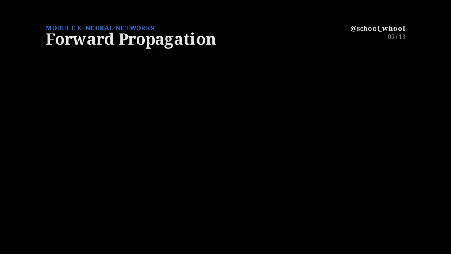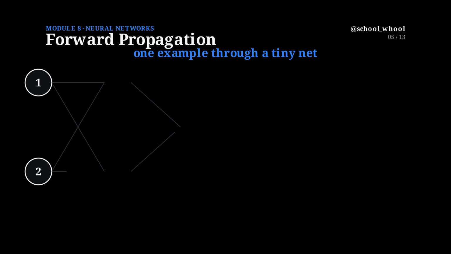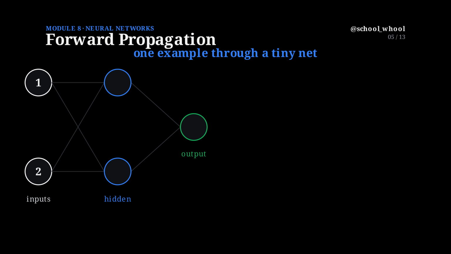Here's our tiny network. 2 inputs on the left, 2 neurons in a hidden layer, and 1 output neuron on the right. Our example is simple. The first input is 1, the second is 2. Watch how these 2 numbers travel all the way across.